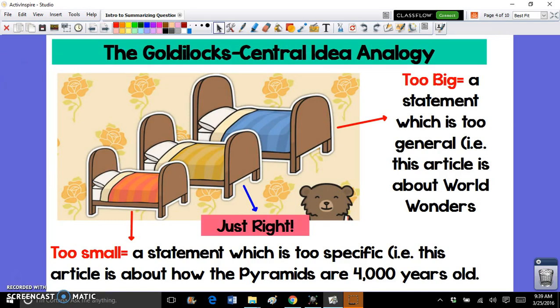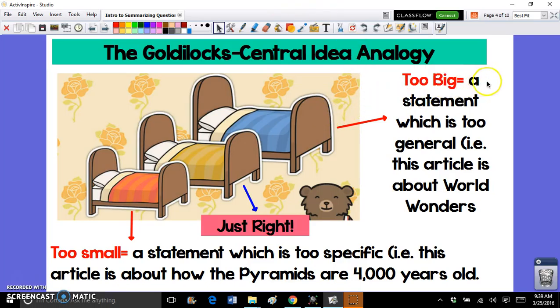So I'm going to use my favorite analogy for central idea and summarizing, and that's the Goldilocks analogy. Now, when Goldilocks is visiting the 3 bears' house, she finds their beds. She finds a bed that is too big, a bed that is too small, and a bed that is just right. For me, that is very similar to the central idea of a text. A central idea is the just right bed. It's perfect. It fits the entire text. It fits you, just like the bed Goldilocks was looking for fit her.